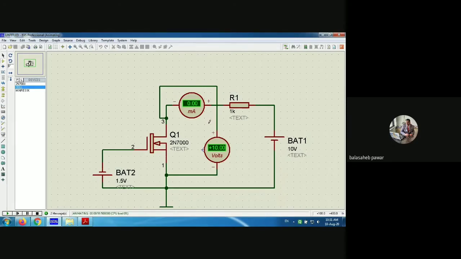If by mistake the applied VGS is negative, this device will not turn on. It will remain in its off state or open state. Do you agree with this? Yes, sir. Okay. So the conclusions are what? Note down those conclusions.